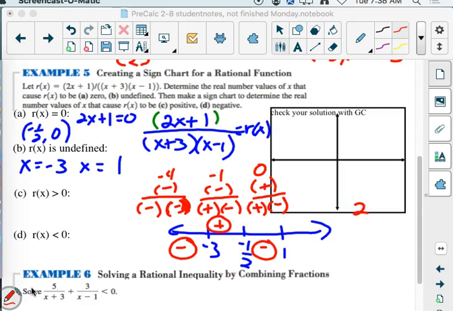Put a 2 in here, we get a positive. A 2 in here, we get a positive. So that portion of the graph will be positive.